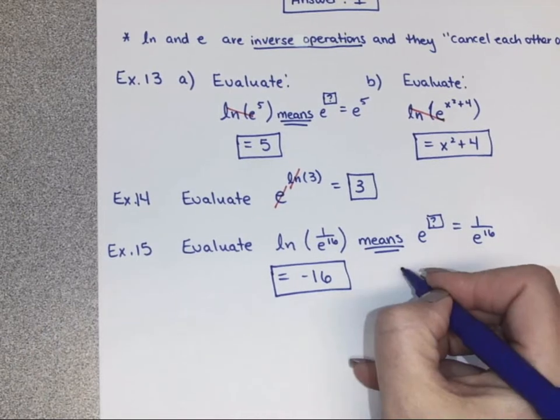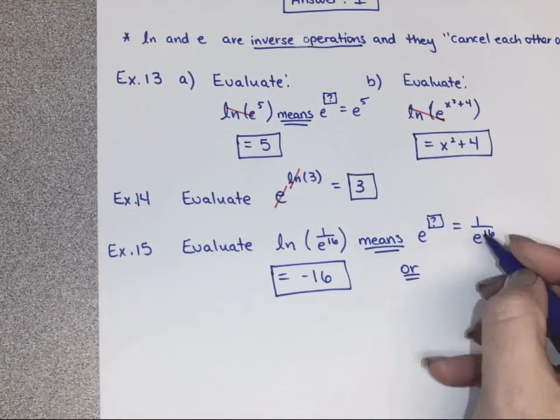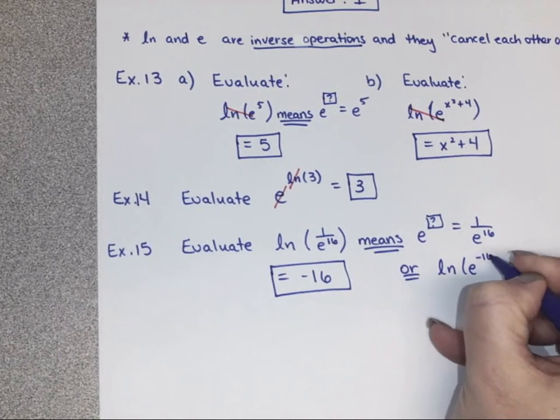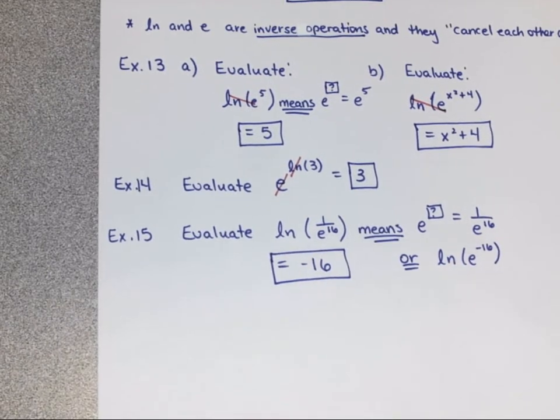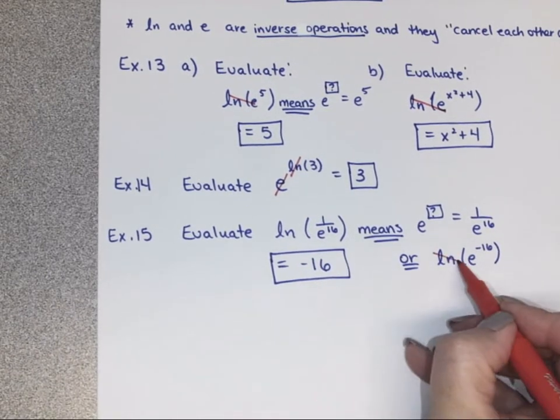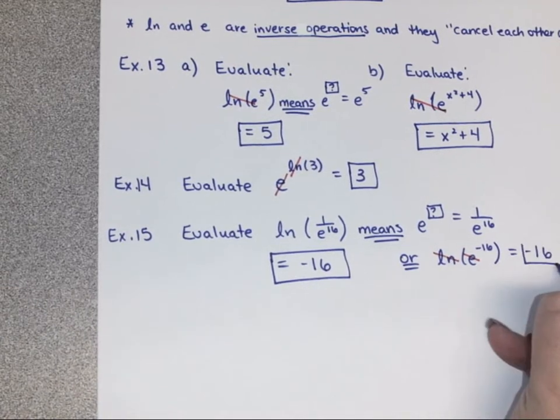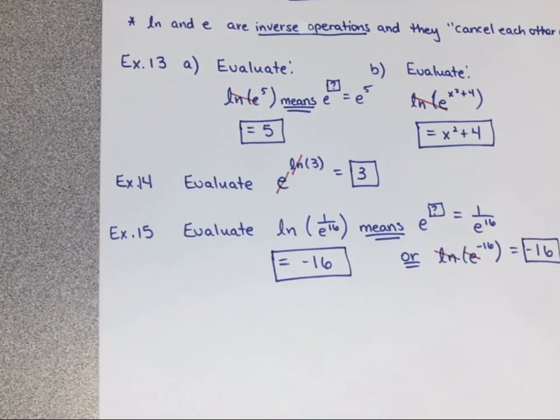Another way to rewrite this is you also could have rewritten it as the natural log of e to the negative 16th power if you wish. And then you could have just said, okay, now these cancel, and you get negative 16. Regardless of how you think about it, the answer is still negative 16.